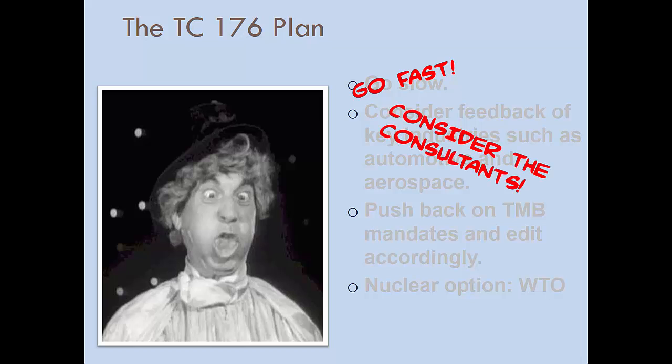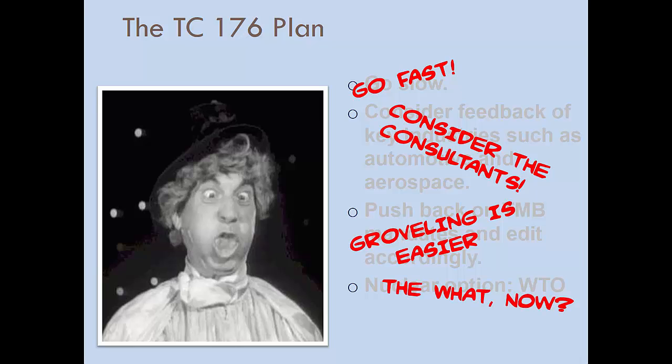Why not? They decided they're going to consider the consultants as the primary stakeholder. Instead of pushing back against the TMB, they were going to grovel. And then when they were challenged about the WTO, they said they didn't know what it was. I literally talked to one of the leaders of the US TAG, the TC-176. He didn't know that the WTO had any kind of influence over ISO. He didn't know what rules I was talking about, and I wasn't even sure he knew what the WTO was. So no one in TC-176 even knew it was an option to decline to adopt Annex SL.